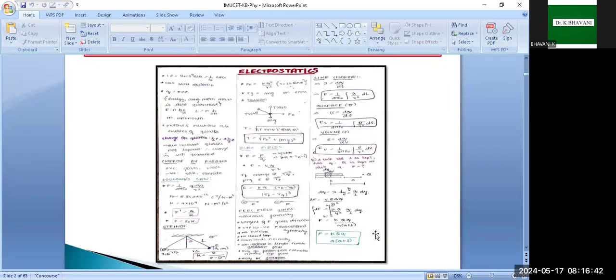So, the very first one here, I am giving the formulas, since I'm going to take electrostatics and current electricity. Here I have given the important formulas which will be very important to keep in your memory to solve the numericals and to understand the concepts.